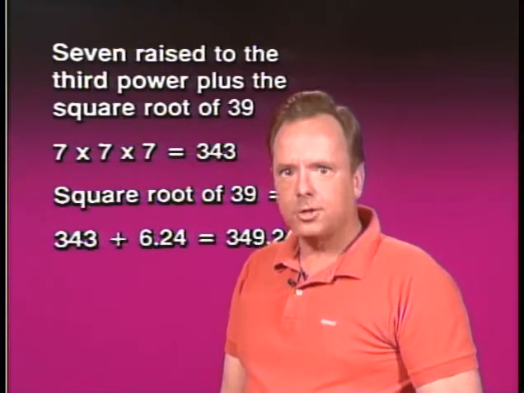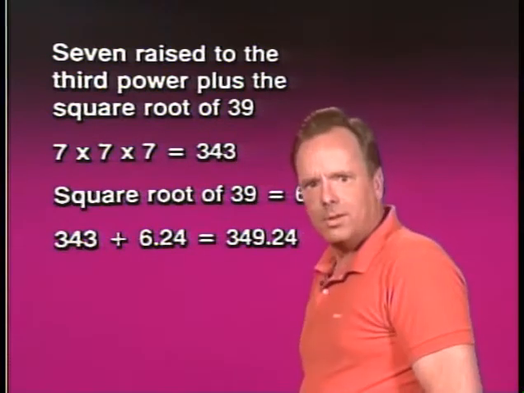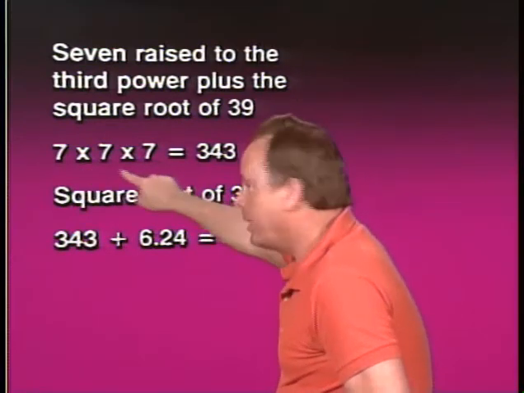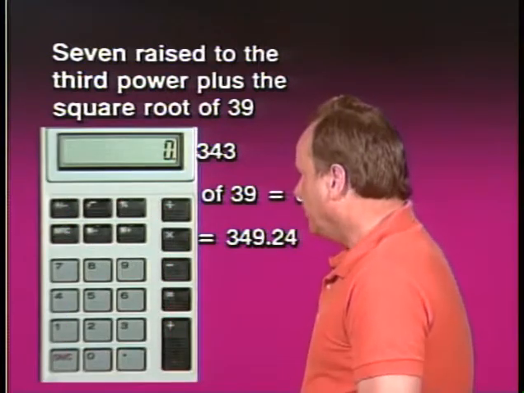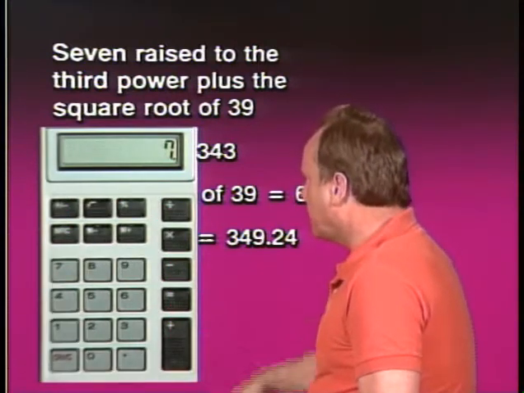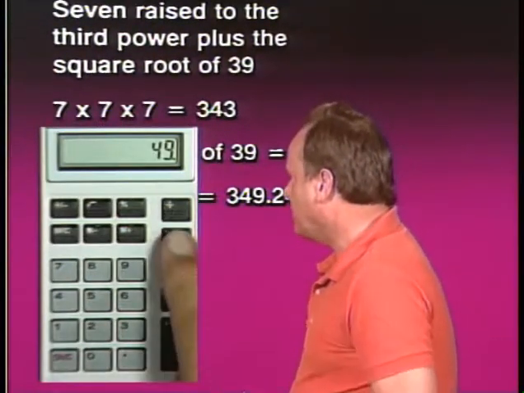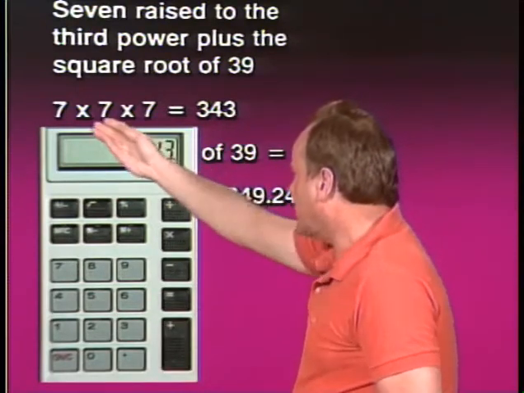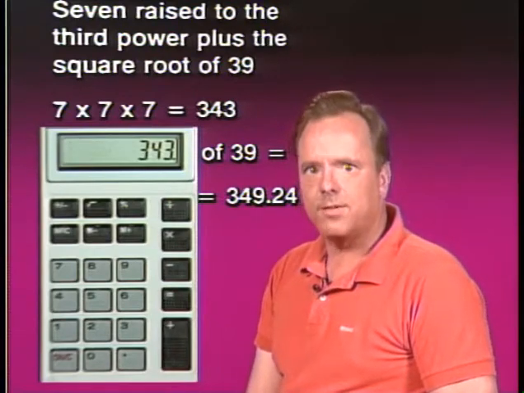All right, now they're going to ask you, what is the result of 7 raised to the 3rd power plus the square root of 39? Oh, no. All right, 7 raised to the 3rd power means you're using 7 3 times as a factor. So let's you and I use 7 3 times as a factor. And all we have to do is use the electronic calculator, punch in 7, multiply that times 7, and that's using it the 2nd time, multiply that times 7, and that's using it the 3rd time, and we get 343.